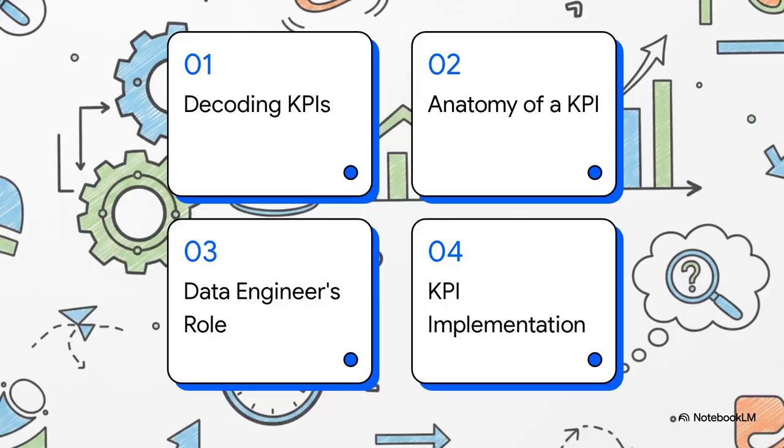To break this all down, here is our roadmap for the explainer. 1. Decoding key performance indicators. 2. Anatomy of a KPI. 3. The data engineer's role. And 4. Implementation and visualization. Let's get right into it.